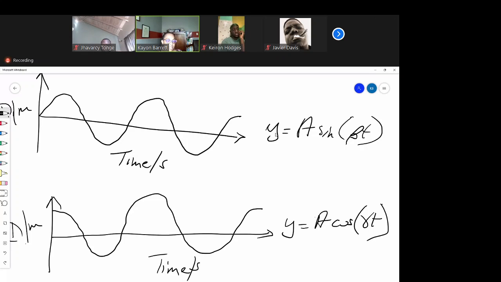So as a result, usually you would find that for this particular one, they would have it as a function of horizontal position. So they would have written it as y is equal to A, and then you would have had, for instance, sine, then you would have had some kx plus or minus omega t, right?